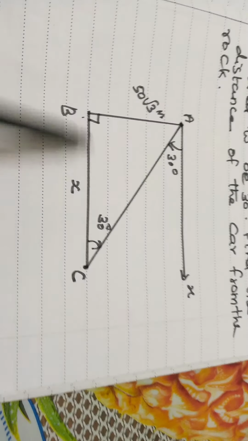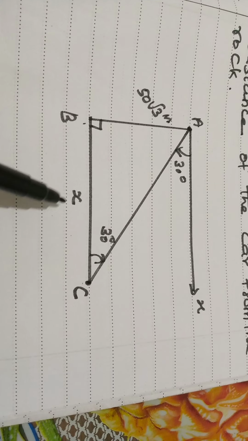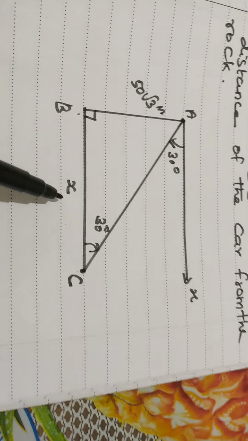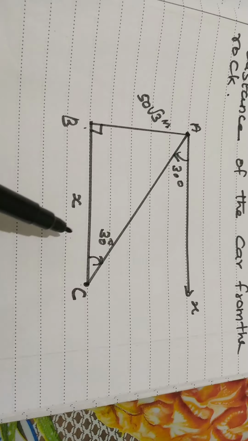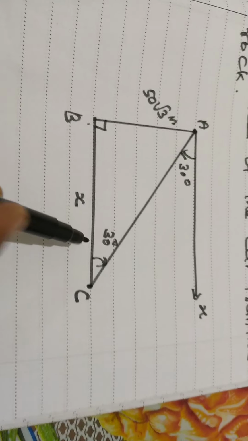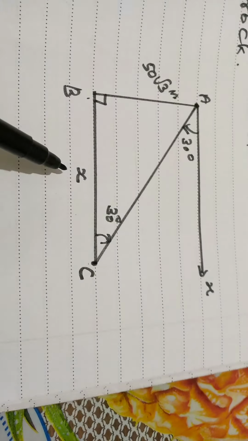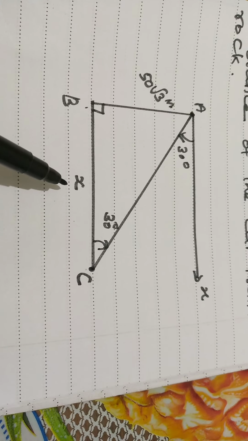Then in right triangle ABC, what ratio can you use? You have to find this adjacent side, x. The opposite value is there, so you can use the tan ratio. So tan 30 is equal to opposite by adjacent. By that you can get the answer.